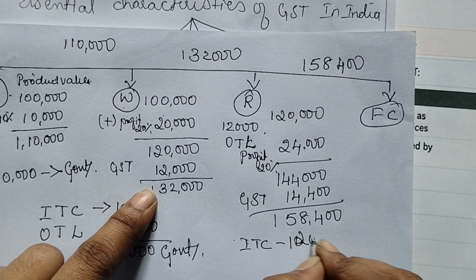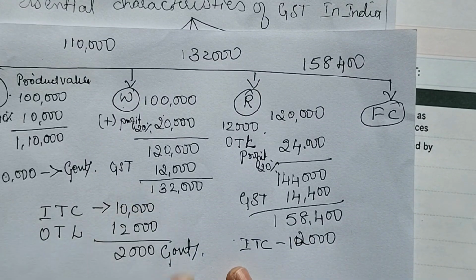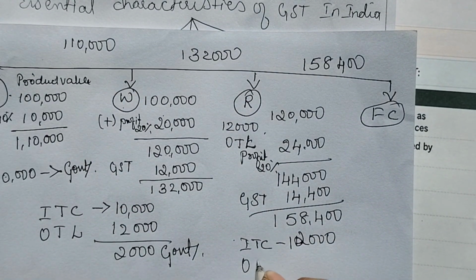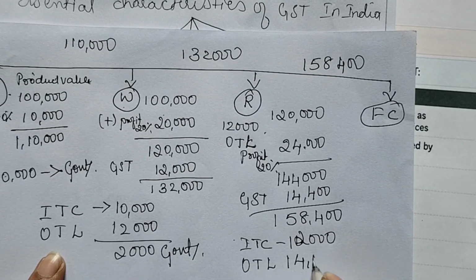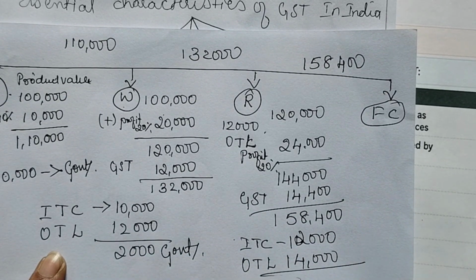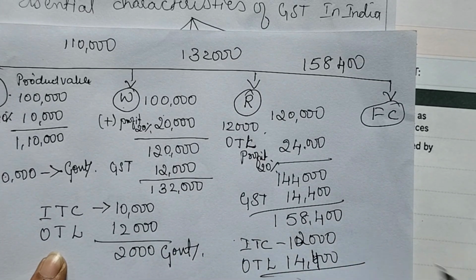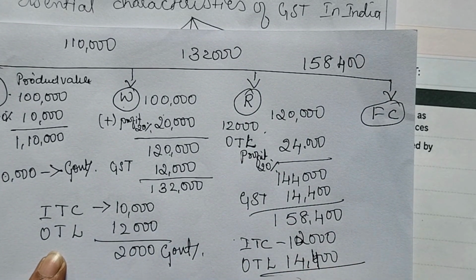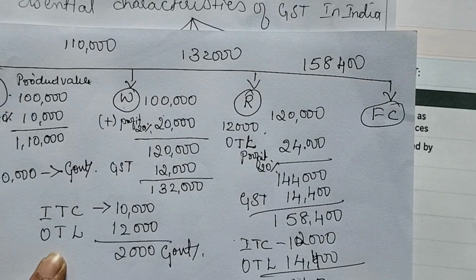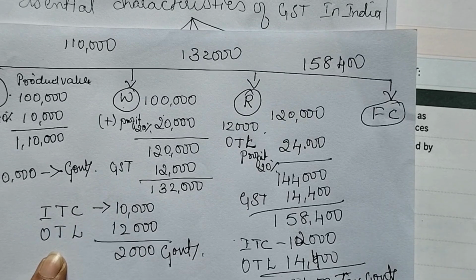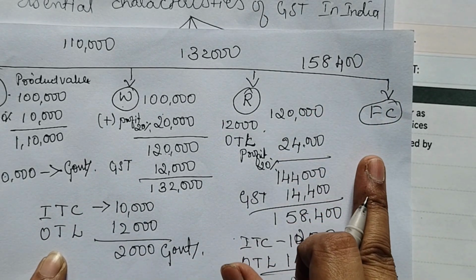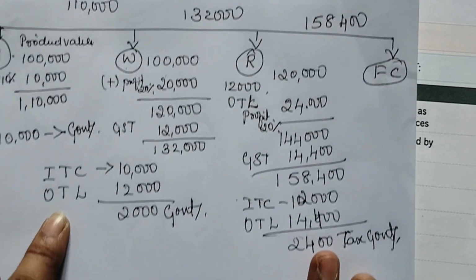12,000 he paid. 12,000 will be in your input tax credit. What is your output tax liability? 14,400. You minus 14,400. What is the remaining balance? 2,400, pay the tax to the government. But the final consumer has to bear the full tax. How much tax will he pay?